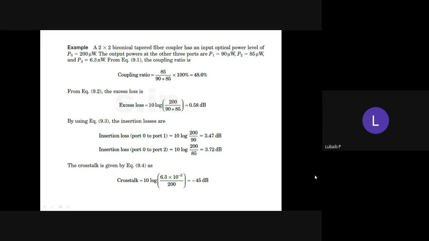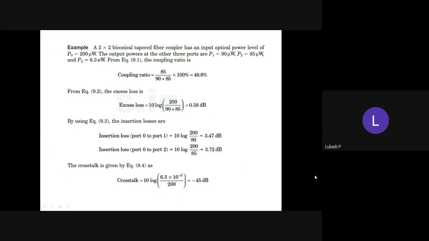The insertion loss from a particular port to another port. First, you calculate the insertion loss from port 0 to port 1. That time, the equation is 10 log P0 by P1, that is port 0 to port 1. So 10 log 200 by 90, that is 3.47 dB you will get. And if you are calculating the insertion loss between port 0 to port 2, then you are substituting the equation as 10 log P0 by P2, that is 10 log 200 by 85, that is 3.72 dB.